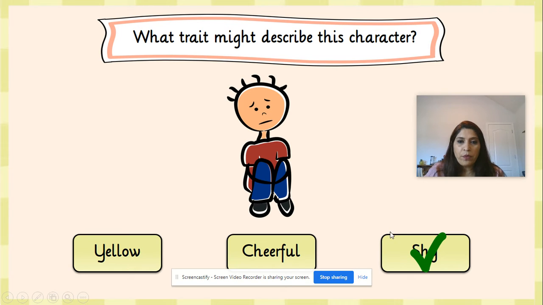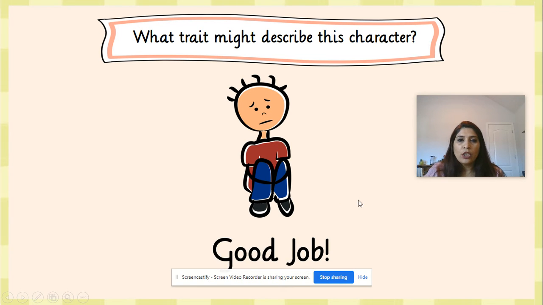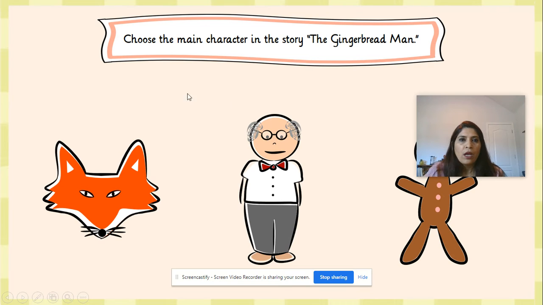Right? So we were right. Let's go back and look at the next one. Choose the main character in the story, Gingerbread Man. Well, do you think the fox is the main character in the story? Well, obviously no, because the title of the story is The Gingerbread Man.